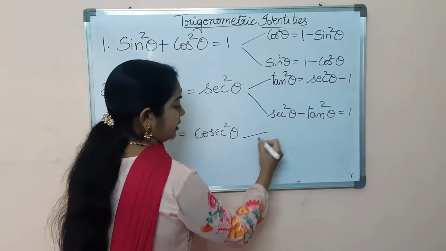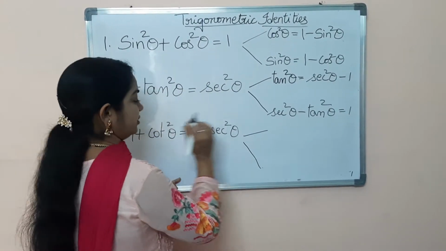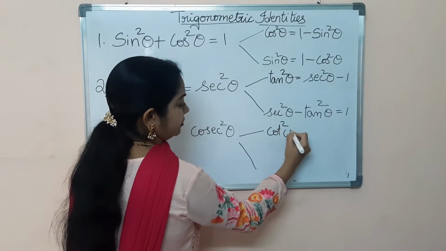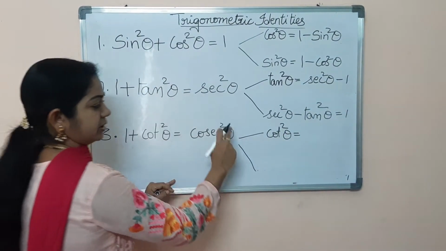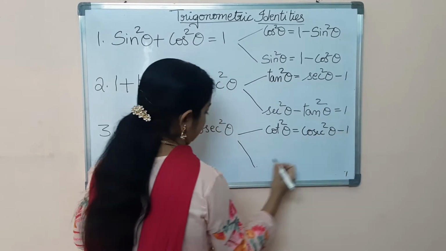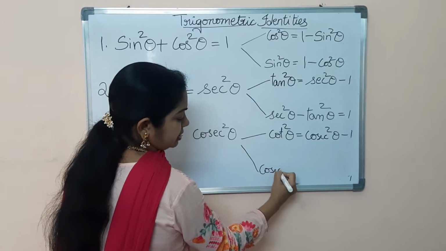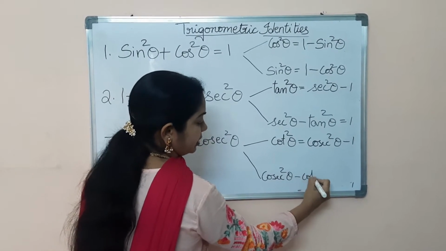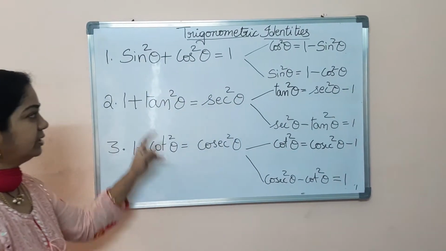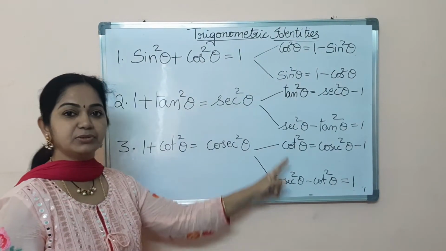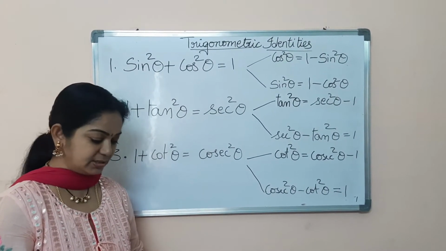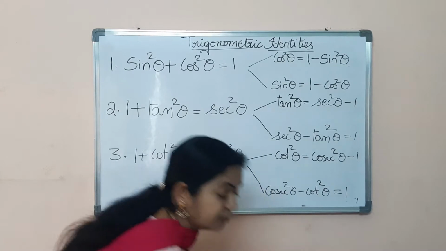The same way, we'll get two more equations for the third identity. Cot square theta equal to, I'll send this 1 to the other side, cosecant square theta minus 1. And cosecant square theta minus cot square theta equals 1. All these identities as well as the deduced equations, we'll make use of them in our exercise. So let us see the exercise problems in 11.4.